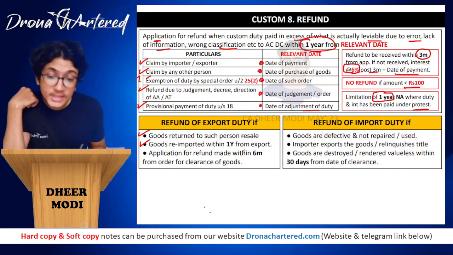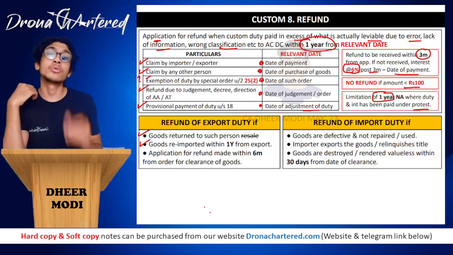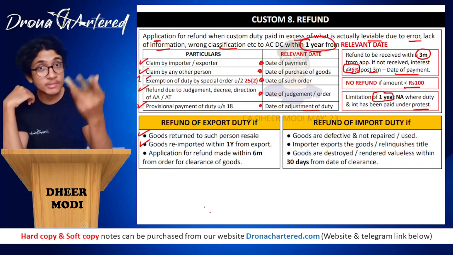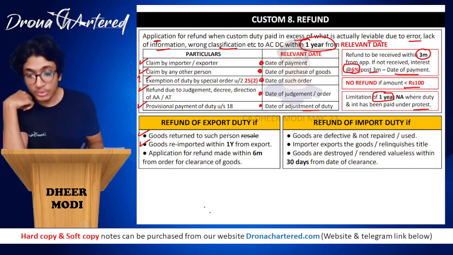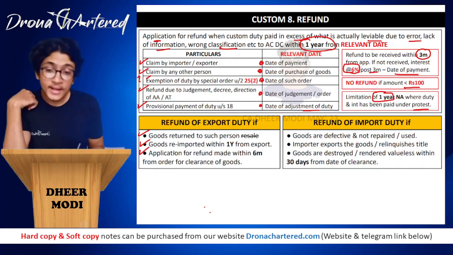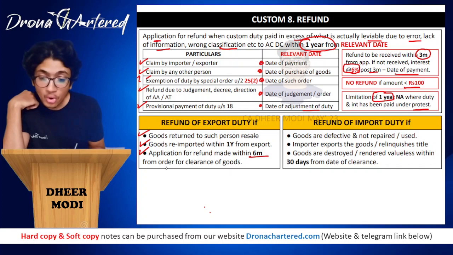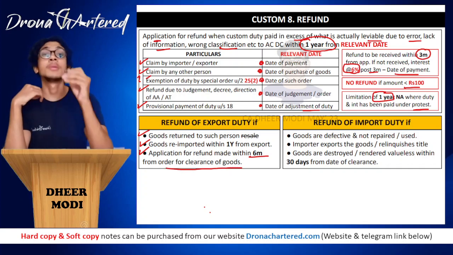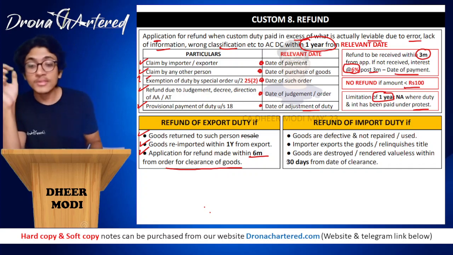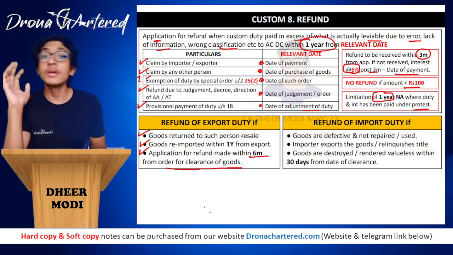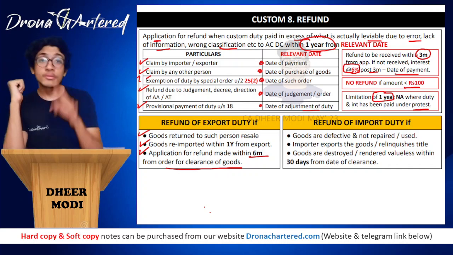Next, goods re-imported within 1 year from export. So if you have re-imported a good which you exported within 1 year from your date of export, in such a case, your export duty will be refunded back to you. And last is application for refund made within 6 months from order for clearance of goods. That means when you receive the order for clearance of goods, if the application has been made within 6 months, you will be getting your refund. Now this was your export duty.